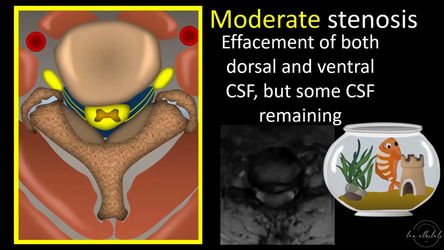Moderate canal stenosis, both sides of the fishbowl have been filled. So both the ventral and the dorsal CSF have been effaced. Now, the ability of that fish to swim has notably been limited. Similarly, there's not fluid on either the ventral or dorsal aspect of the cord.